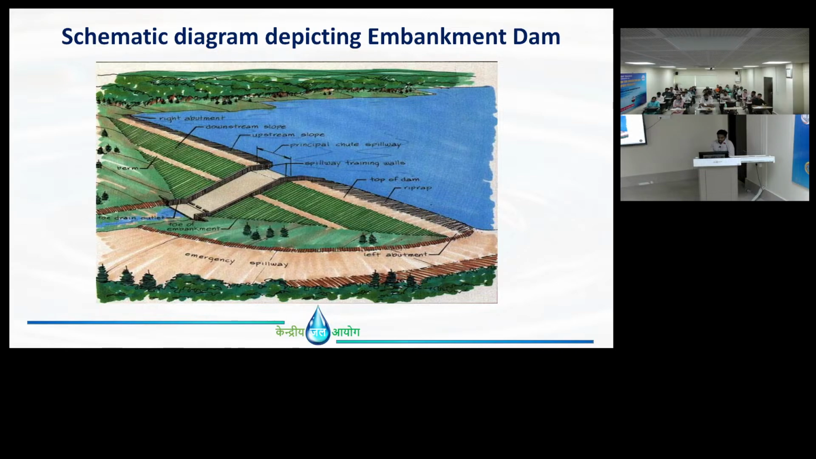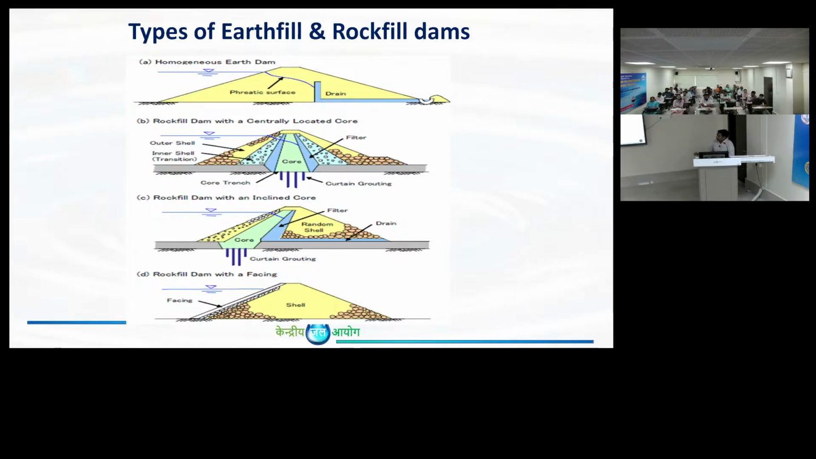So we'll just quickly go through these embankment dams. Like I told in the first slide, the design philosophy will be the same for all these types of dam. So you can see four major classifications. Earlier we started with the homogeneous earthen dams, right? Because in the earlier days, whatever material was available, we just made the dams using that material with some drains.